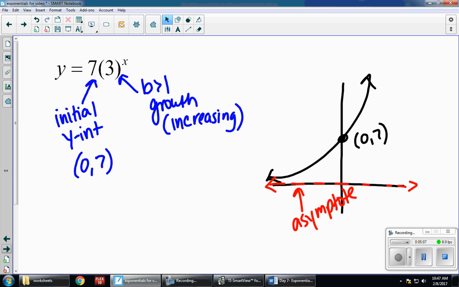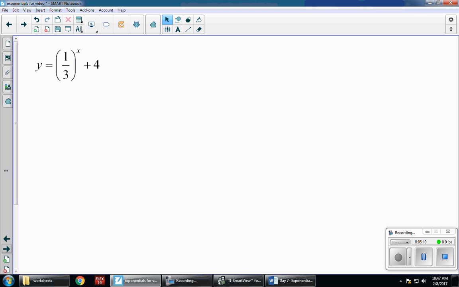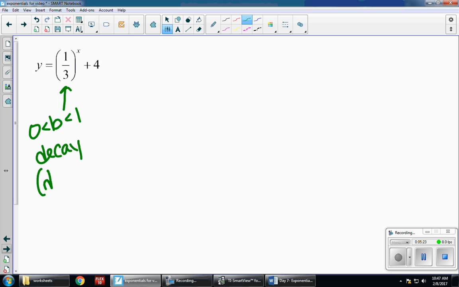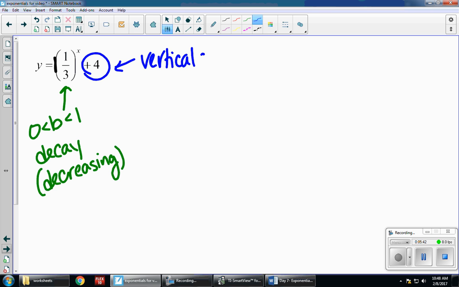Let's take a look at one more. Y equals 1/3 to the x power plus 4. So I have a 1/3. This is my b value. So because b is between 0 and 1, it's going to be decay or decreasing. Remember that there's still an imaginary 1 in front. Okay, so that's my a value. But the special thing about this function is I have this plus 4 on the outside. So that means I have a vertical shift up 4 units.